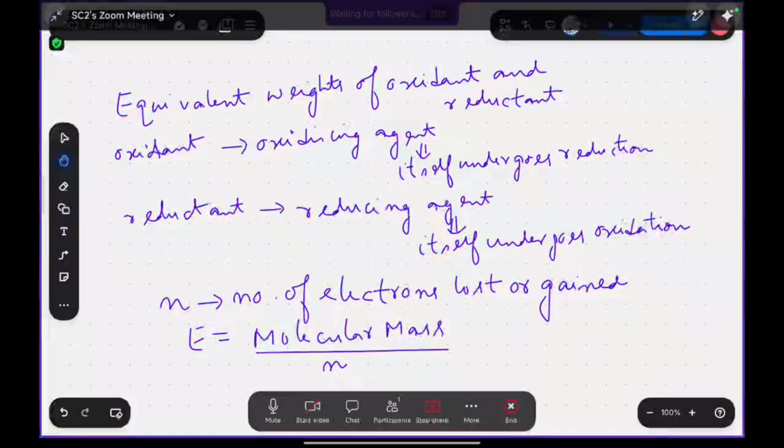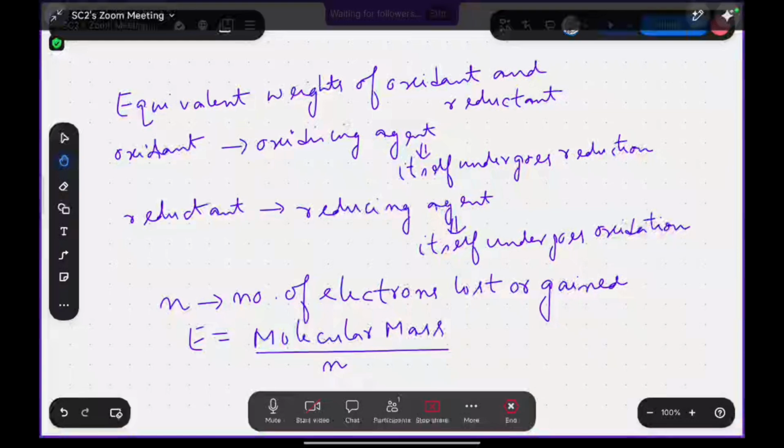Now heading on to equivalent weight. Equivalent weight of an oxidant or a reductant is calculated by dividing the molecular mass of that particular substance by the N factor. That means molecular mass divided by N. You must have heard about equivalent weight. You must have learned it when you studied mole concept and stoichiometry.